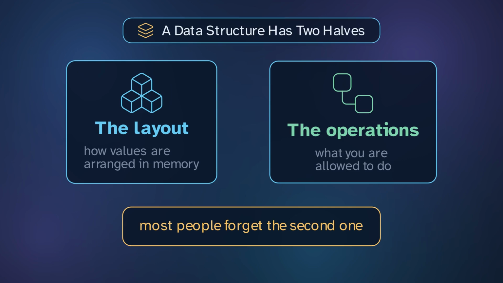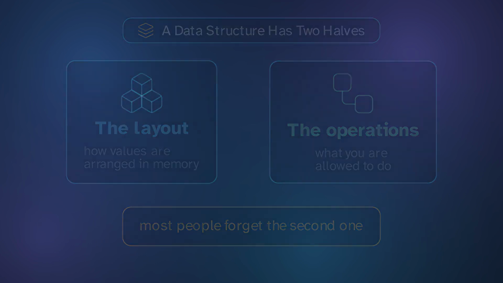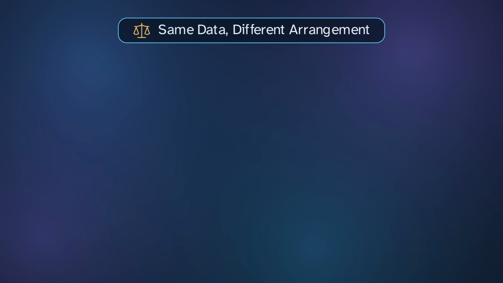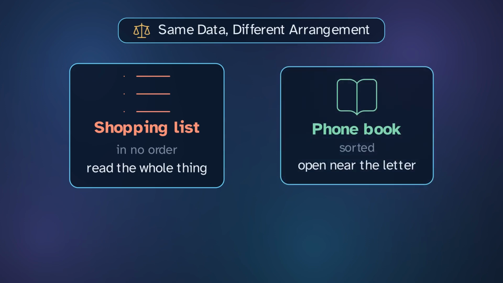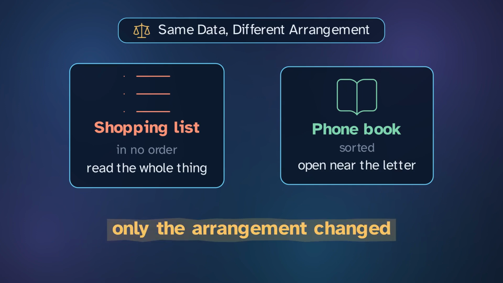Here is why the arrangement changes everything. Imagine a shopping list written in the order things occurred to you. To check whether milk is on it, you read the whole list. Now imagine a phone book sorted alphabetically. To find one surname, you do not read the whole book. You open it near the right letter and narrow down. Same information in both cases. Completely different amount of work. The only thing that changed was the arrangement.